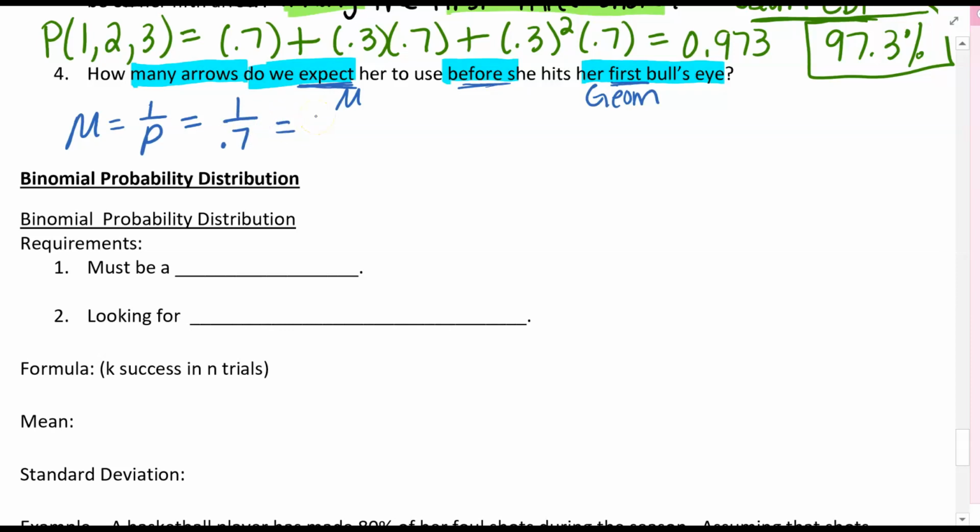So you just put that in the calculator, and we do not round up or down to the whole number. You leave it as a decimal. You can round the decimal, but don't round to the whole number. Yeah, so you get 1.428, so we can say that's about 1.43. You can round there, but don't round up to 2 and don't round down to 1. This is 1.43 arrows. We would expect her to make her first bullseye in about 1.43 arrows.